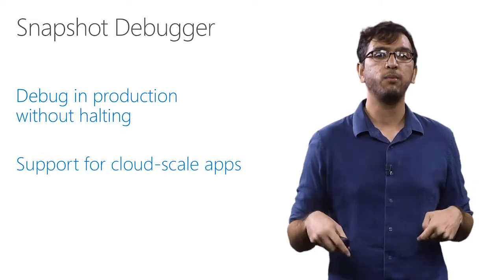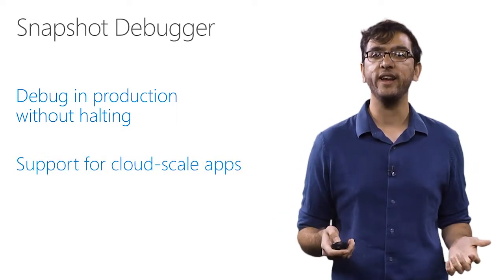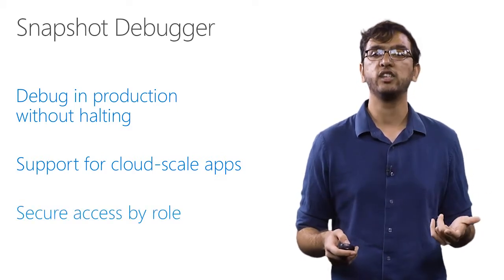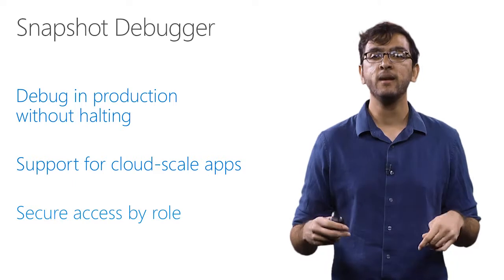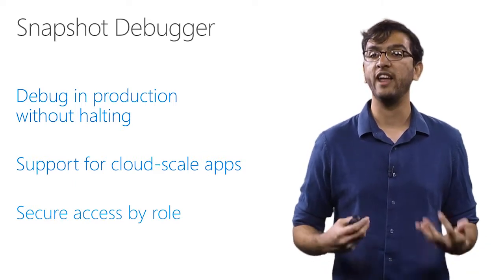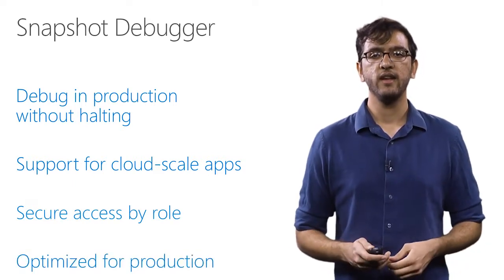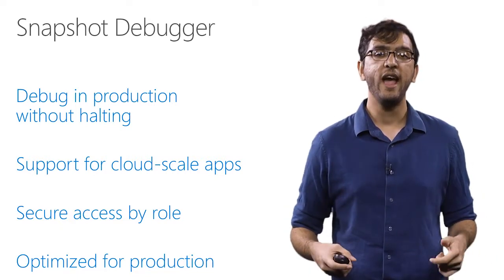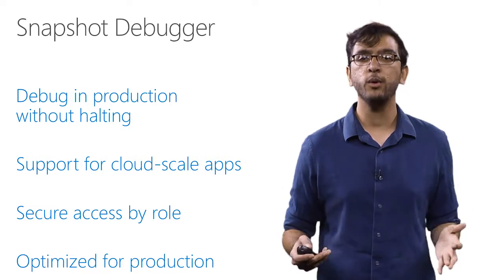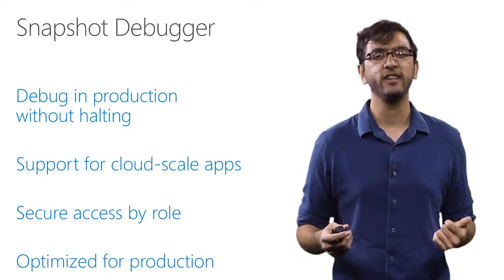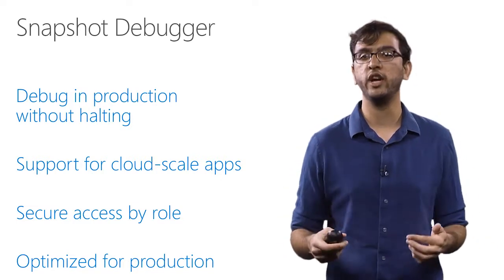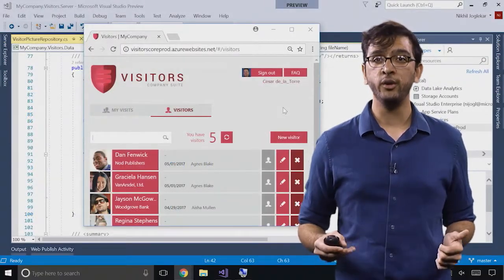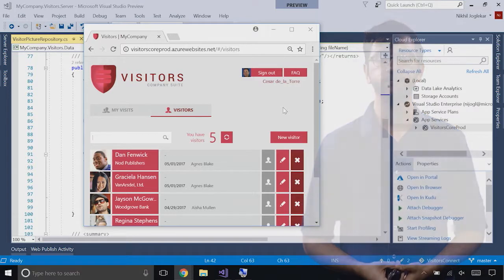The Snapshot Debugger supports your applications even if they're running at a cloud scale, and it's secure by role-based access control to make sure only people who are authorized to use this tool are enabled to use it. We've done a lot of work to ensure the Snapshot Debugger is optimized for production, and we intend for you to use it in your production environment as is. That's without redeployment, without making code changes or things like that. So without further ado, I'll jump into the demo.